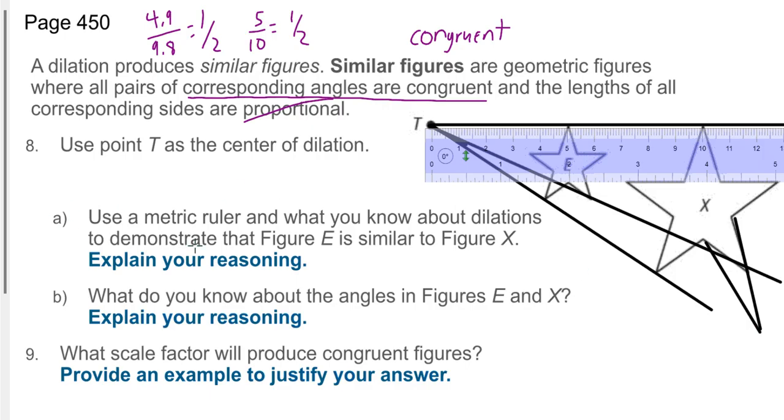So for A, what do we know? We know that they are the same because the lengths of corresponding sides are proportional, which I did up here. What do you know about the angles? Well, since I showed that the figures are the same, I know that the angles are going to be congruent. For B, here, angles are congruent, and here, sides are proportional.